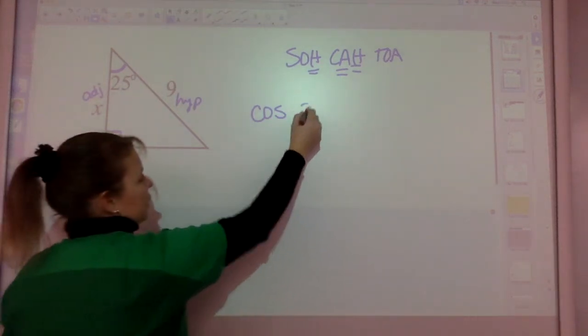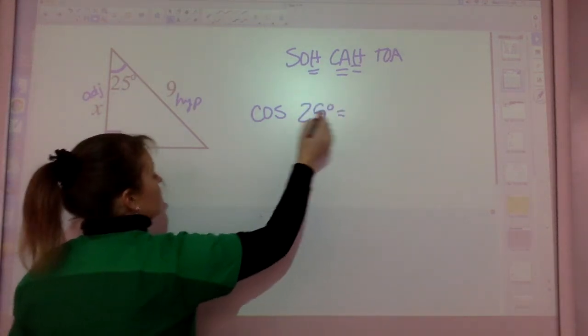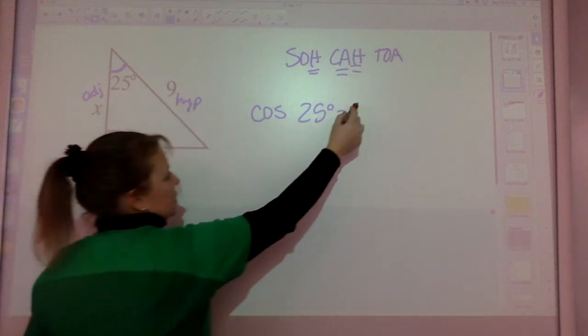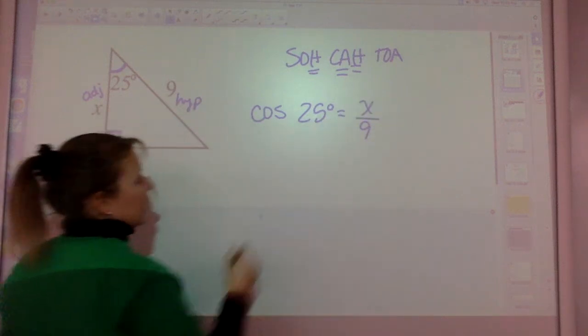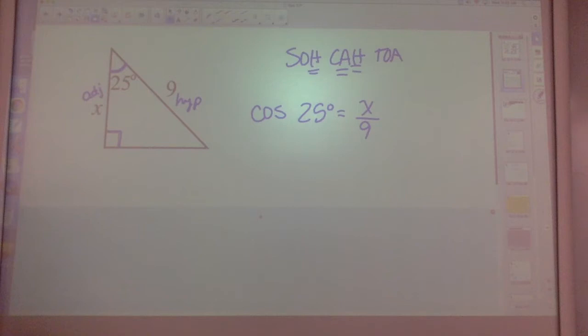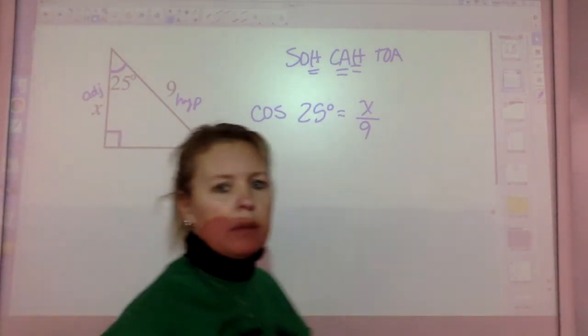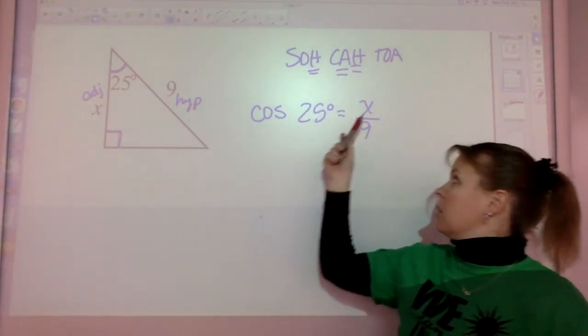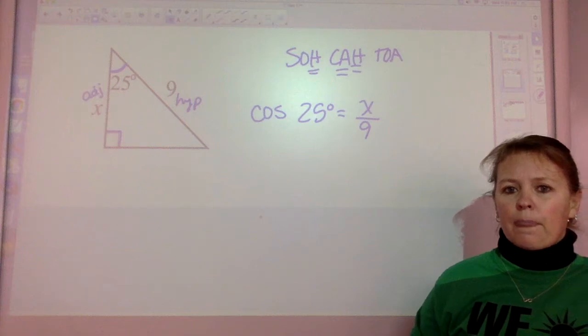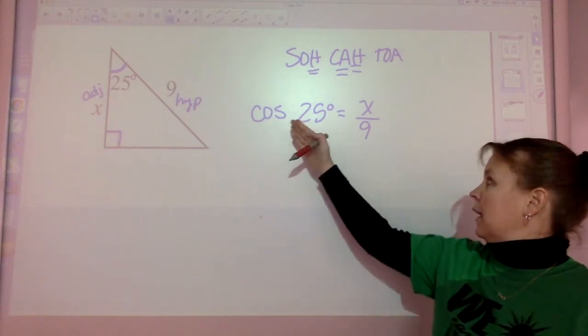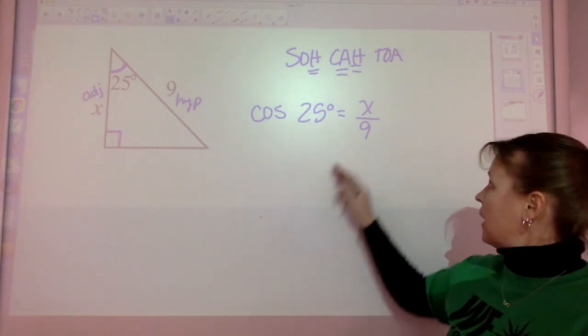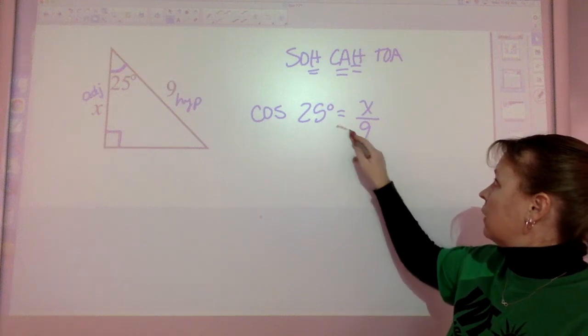Cosine of 25 degrees equals adjacent, x, over hypotenuse, 9. Ooh, a little bit different setup this time. Notice that the x is in the numerator. Before we had to cross multiply to get it up there and then divide. Well, this time we get to just cross multiply.